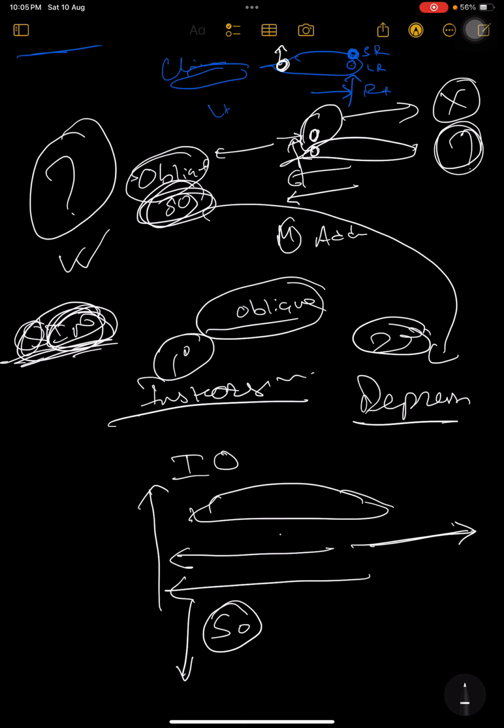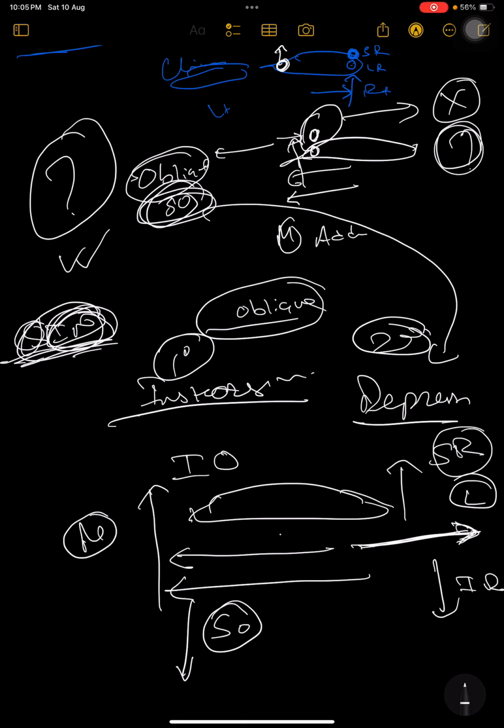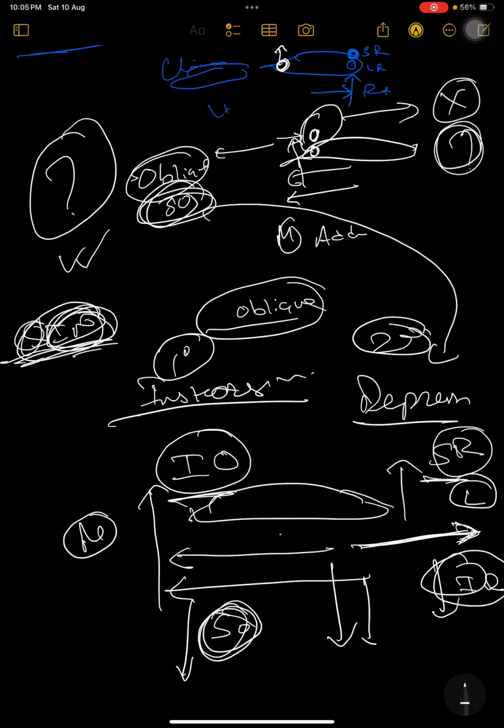When you abduct, meaning going towards the lateral side, this is a lateral side, this is a medial side. When you abduct and look up, this is brought by superior rectus. When you abduct and go down, this is brought about by inferior rectus. Okay, so superior rectus and inferior oblique are responsible for upward movement of your eye, and superior oblique and inferior rectus are responsible for depressing your eyeball.